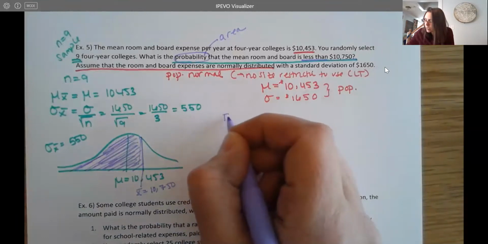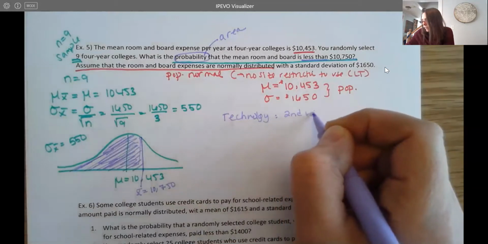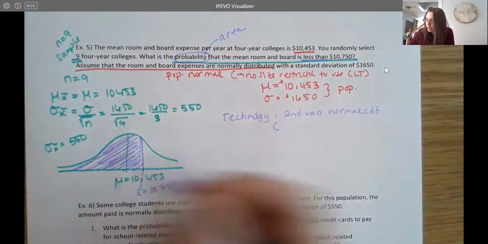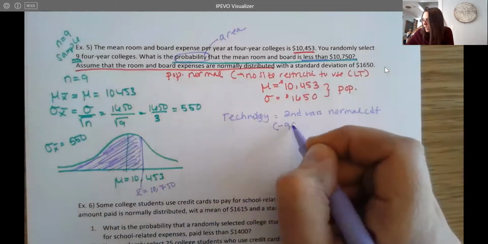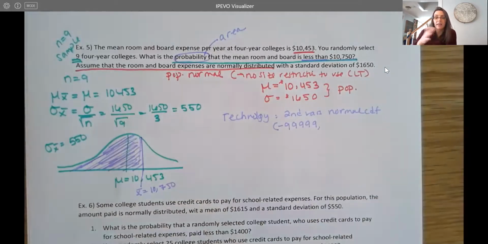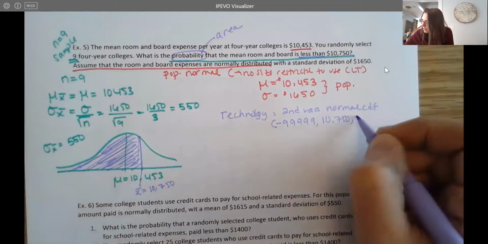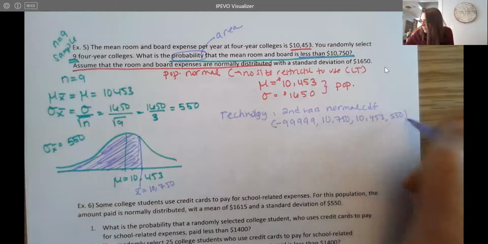So if we're using technology here, we're going to do second vars, and we're going to do our normal CDF function. And again, we're going to enter our lower bound. Now here I don't have a lower bound, so you're going to use like a negative infinity. I like to use negative 99999, but any negative large number like that would be fine. Like negative 10,000 is fine, negative 1,000,000 is fine. It doesn't matter as long as it's a very low number. And then we're going to end at 10,750. My mean here is 10,453, and just be careful, your standard deviation is 550.